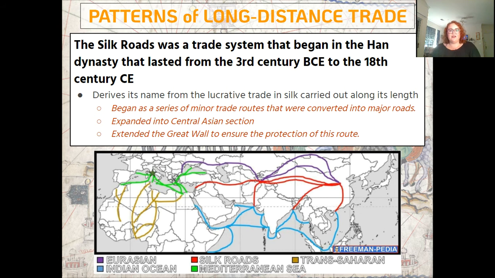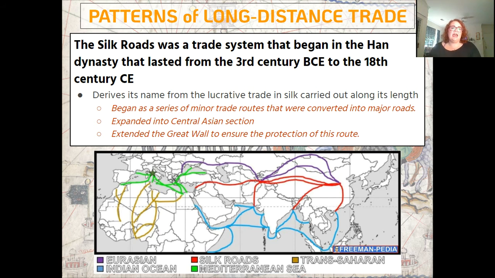So the Silk Road, as many of you know, I hope at least, was just a trade system. It initially began in about the 3rd century BCE under the Han Dynasty, and then it lasted until the 18th century. If you're into the whole numbers thing, the 18th century is the 1700s. The reason why we call it the Silk Road is because it traded one of the most lucrative products during this time, which was silk, and it was carried throughout its length.